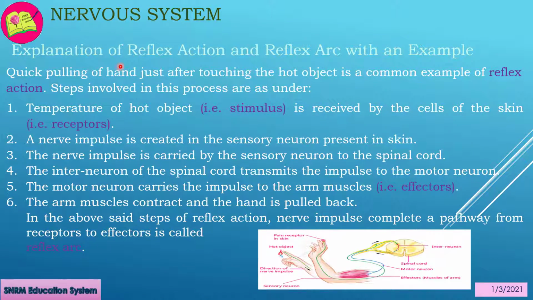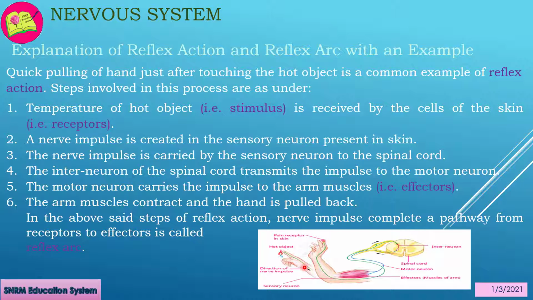Explanation of reflex action and reflex arc with an example. Quick pulling of the hand just after touching a hot object is a common example of reflex action. Steps involved in this process are as under: the temperature of the hot object, that is the stimulus, is received by the cells of the skin, that is the receptors.